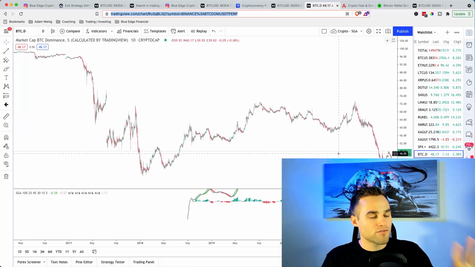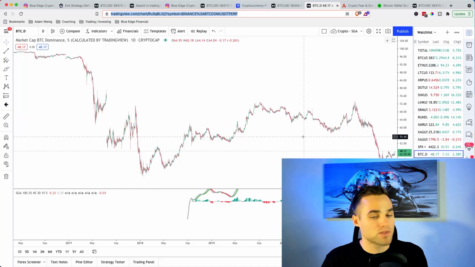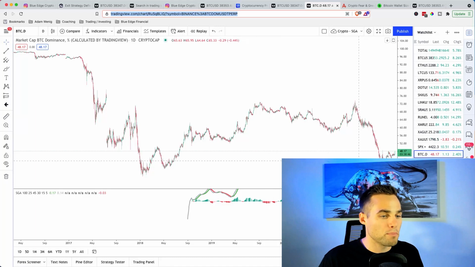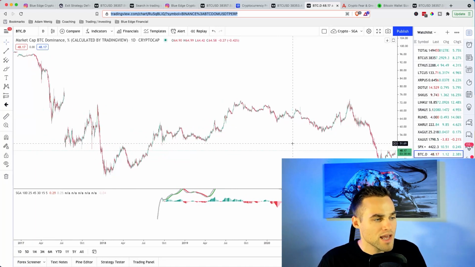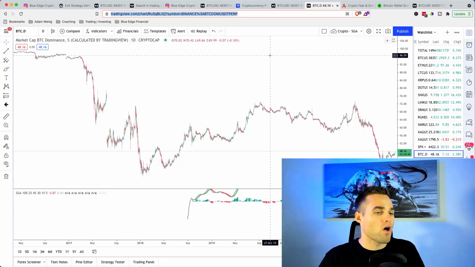So here's basically five different ways that you can predict the Bitcoin and crypto market top. So let's take a look at this. First thing is something called Bitcoin dominance. Now, what does this mean? It means how dominant is Bitcoin compared to the other altcoins in the market?